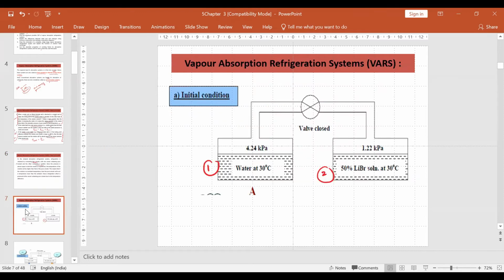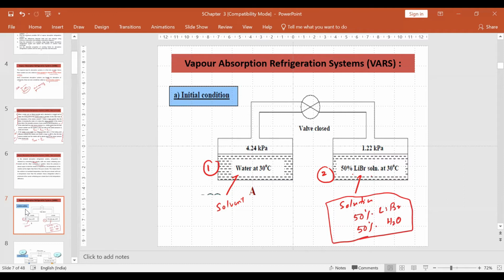Now you see, these are two vessels. One contains solvent, water, and here this is a solution, 50% lithium bromide and 50% water. Okay. Now we see, in this case, the temperature is maintained constant at 30 degrees centigrade, which is the atmospheric temperature.